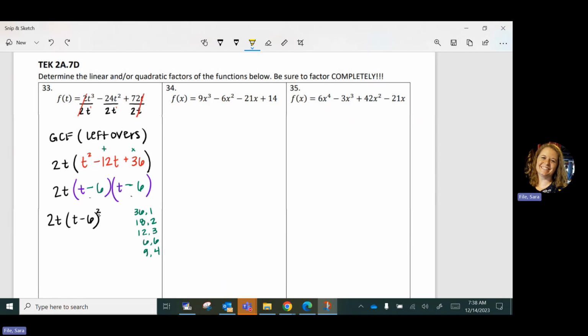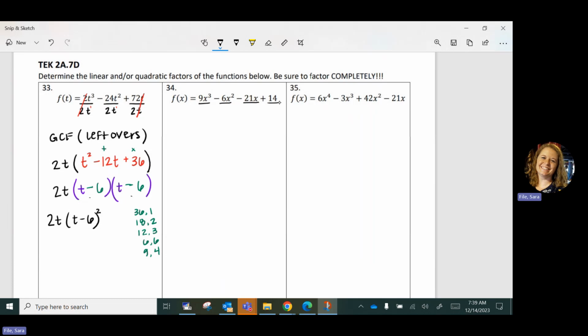Okay, let's look at 34. 34 is not a trinomial. There are 4 terms here. Is there a GCF? Is there anything that can be divided out? Here's my 4 terms. Is there anything they can all be divided by? No. So there's no GCF.